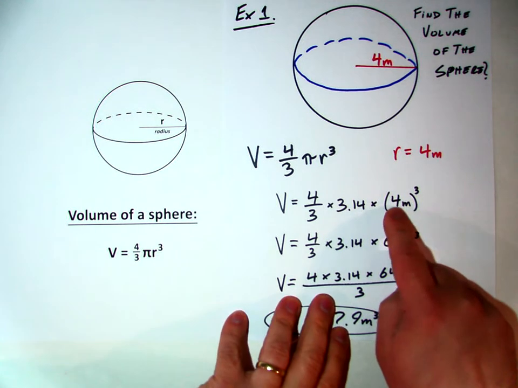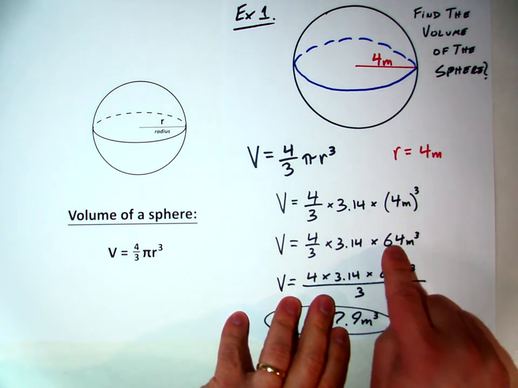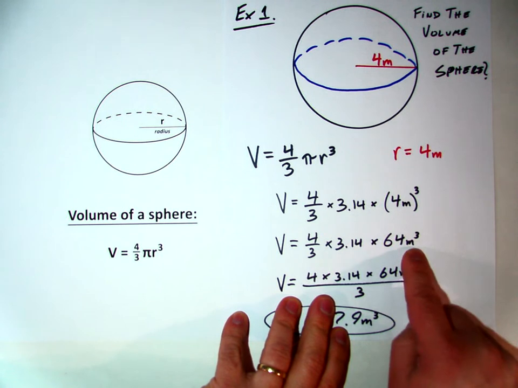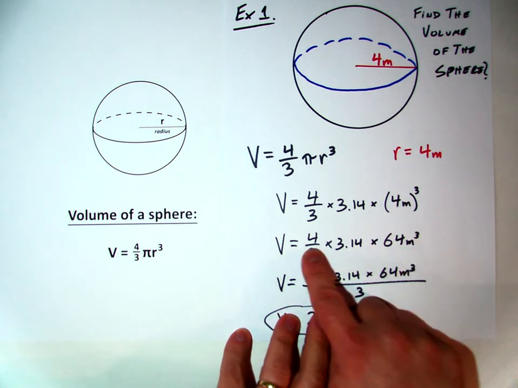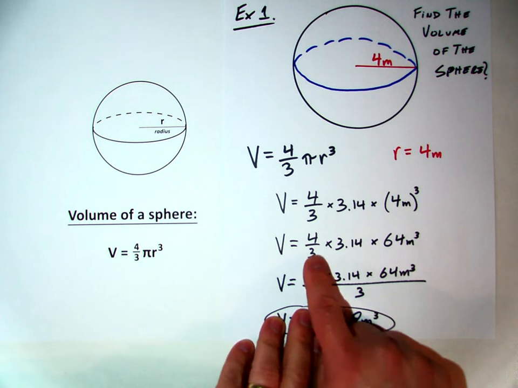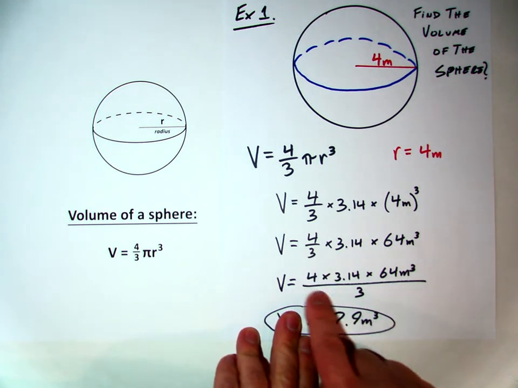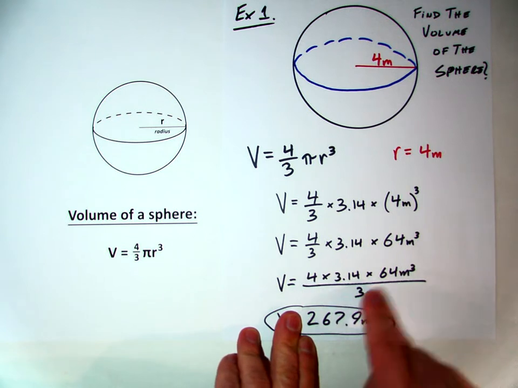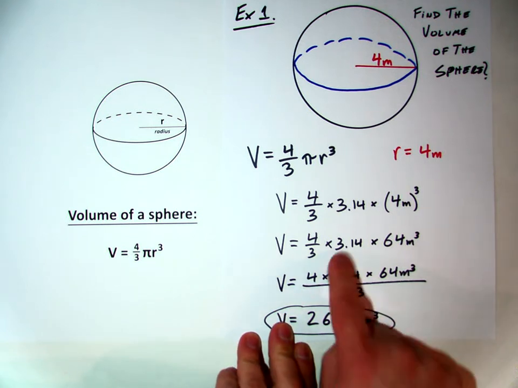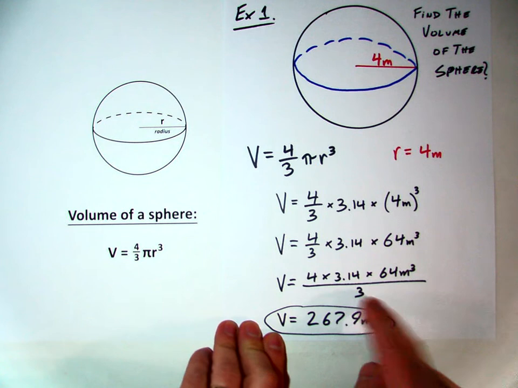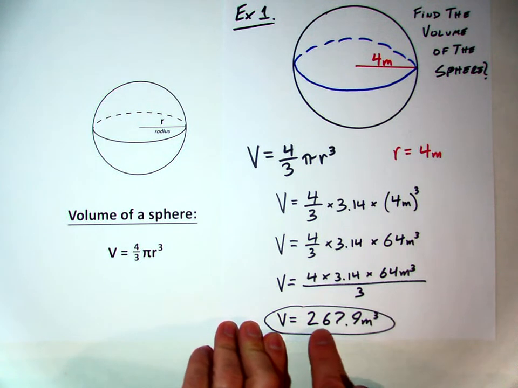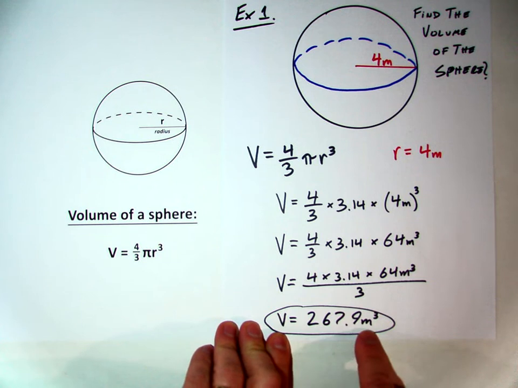So 4 cubed is 4 times 4, which is 16, times another 4 is 64. Meters cubed stays meters cubed. I have everything the same here. So now what I'm going to do, which we talked about in the last lesson, is move this denominator of 3 down and divide the entire product that we get at the top by the 3. So it's 4 times the 3.14 times the 64 divided by 3. And we're going to use our calculator, and we're going to get volume is 267.9 meters cubed.